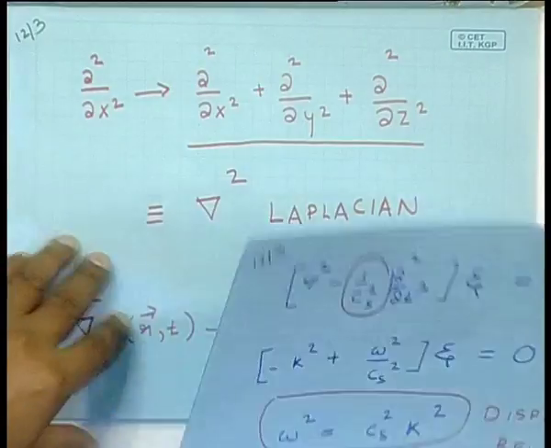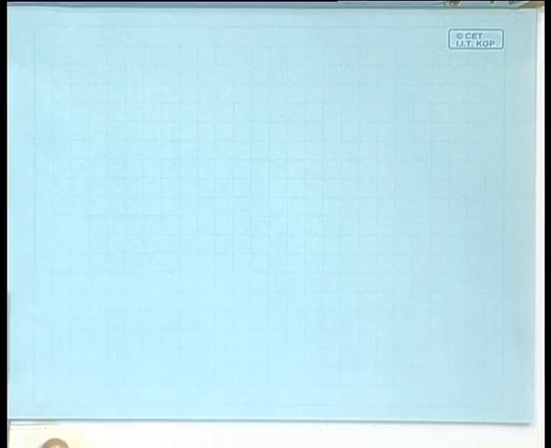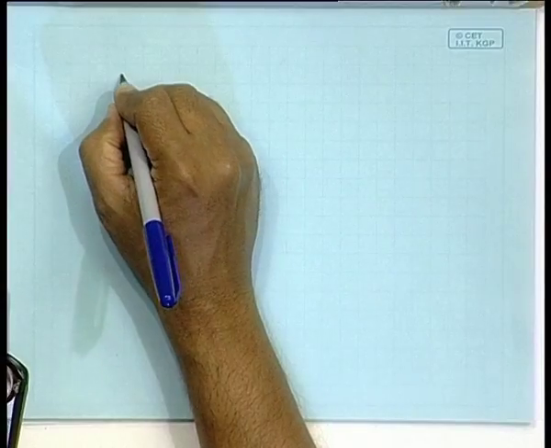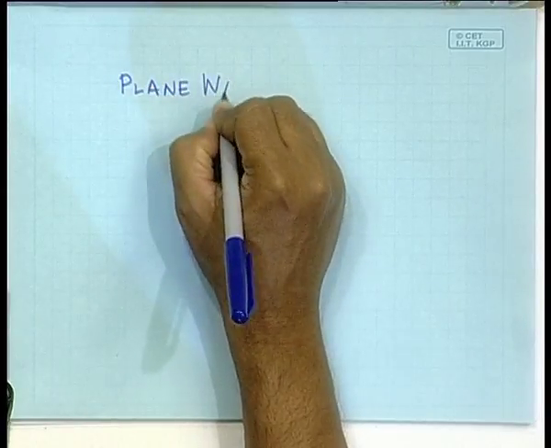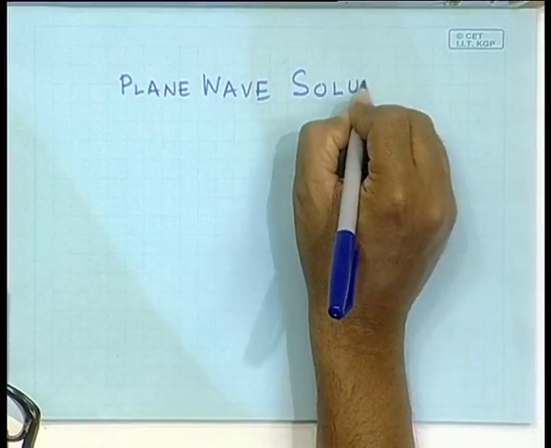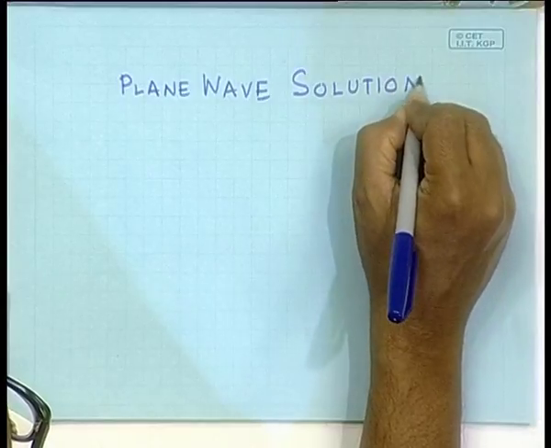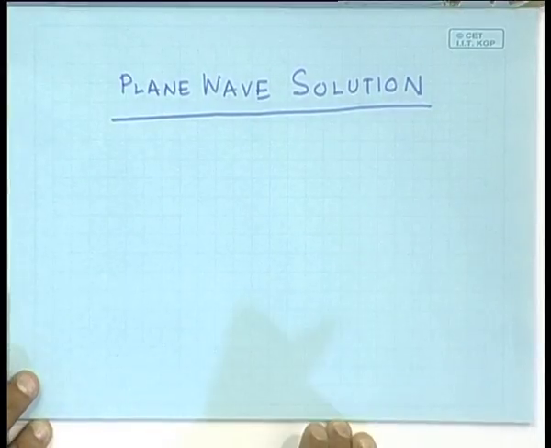Now let us discuss a more general kind of solution of the wave equation. The first kind of solution that we shall discuss is called a plane wave solution. So let us discuss a plane wave solution of the wave equation. What do we mean by a plane wave solution?